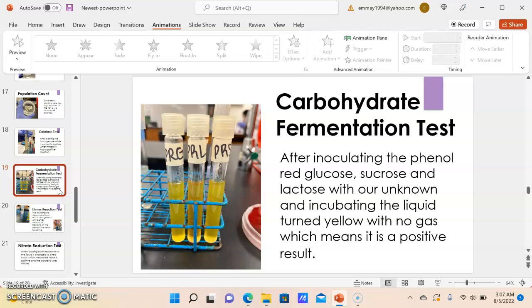After inoculating the phenol red glucose, sucrose, and lactose with our unknown and incubating it, the liquid turned yellow with no gas, which means this is a positive result. So as you can see, all of our tubes were yellow.